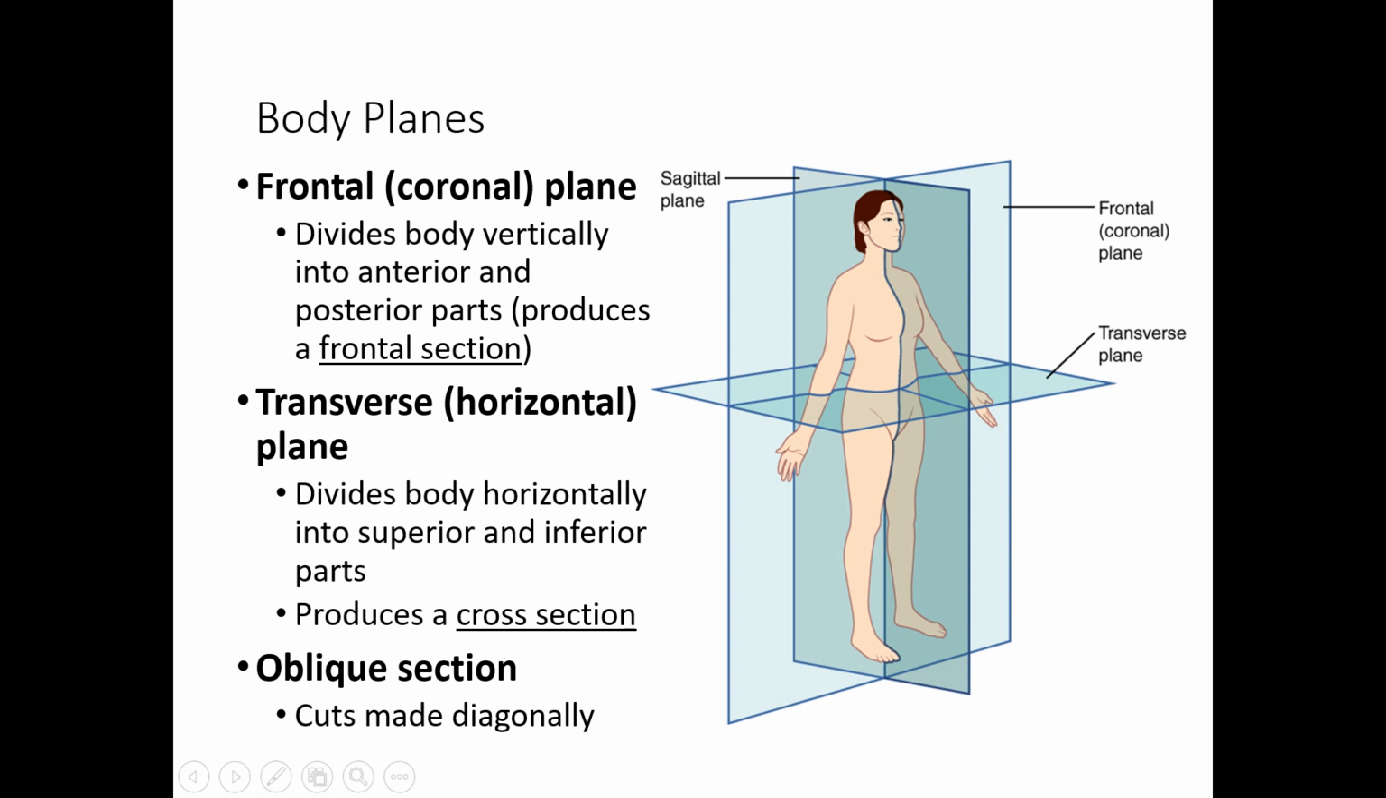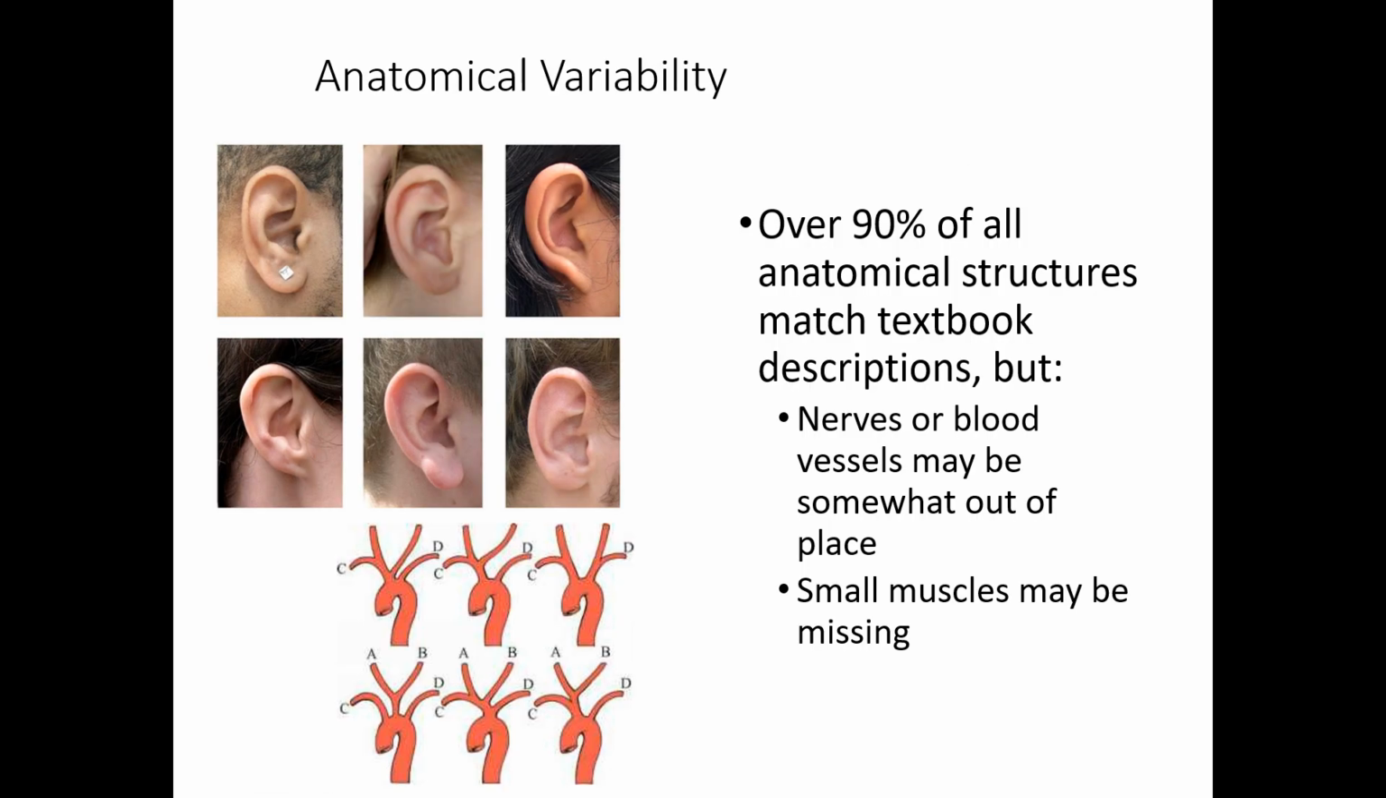You can make the transverse plane through the head to study the brain, or through the thoracic cavity to study the lungs and the heart, or through the abdominal cavity to study the organs of the abdominal cavity. And still it will be a transverse plane, and still it will produce a cross section. Finally, there is an oblique section. It's when a cut is made diagonally through the body. It doesn't happen often, but sometimes you can see an oblique section.